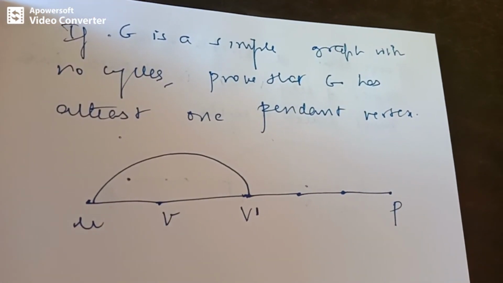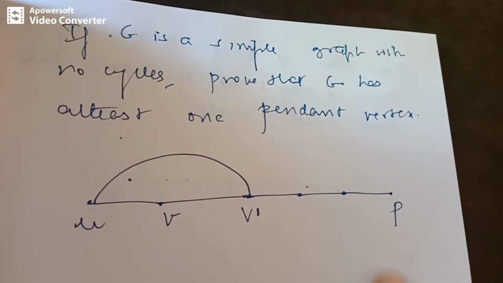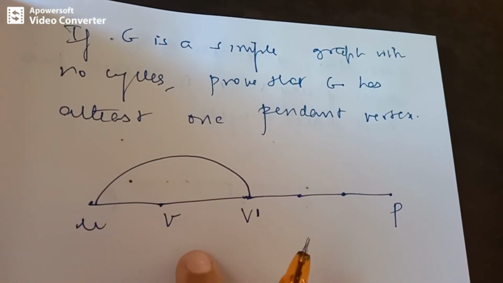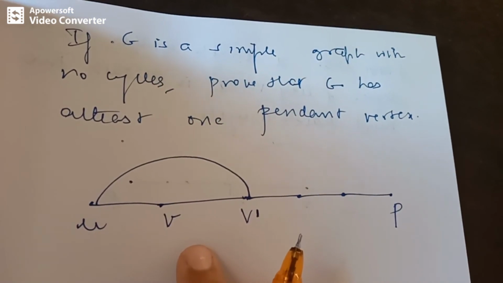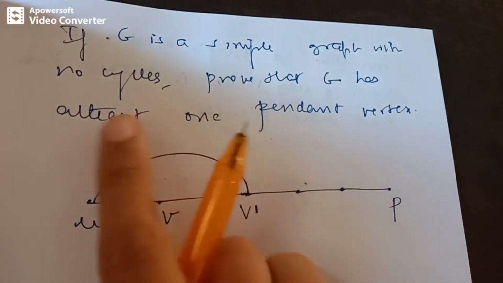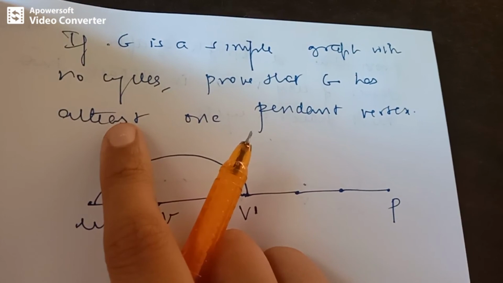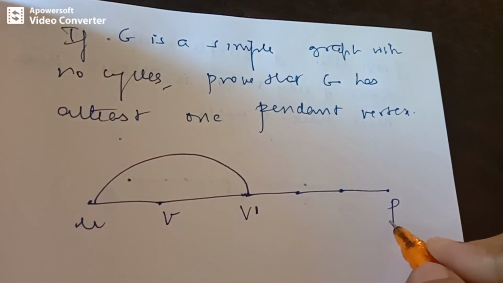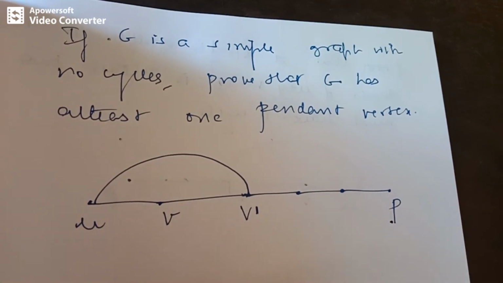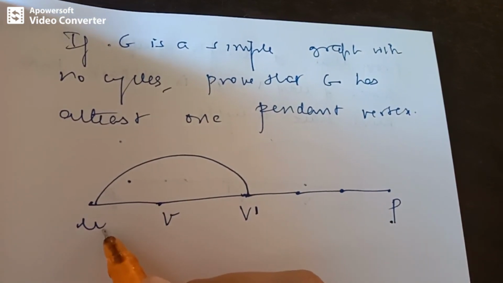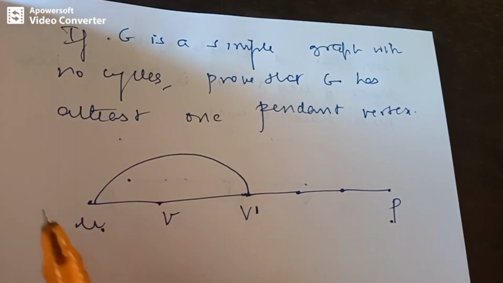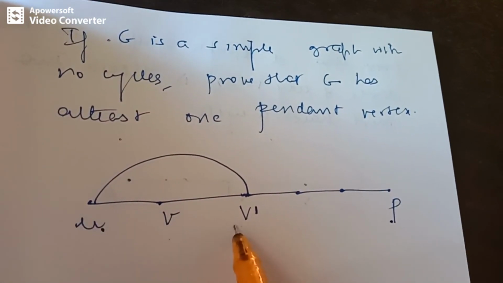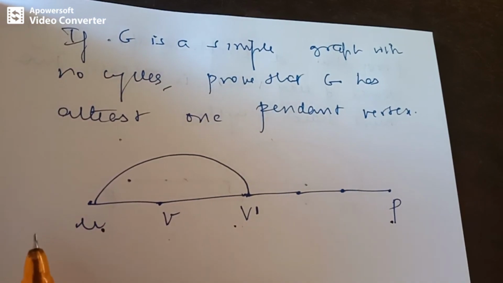If G is a simple graph with no cycles, prove that G has at least one pendant vertex. So I am assuming this example. Okay, we are taking just the opposite with cycles. So consider a path. Let's say this is a path P in graph G which has maximum vertices. Let's say U is the end vertex of P and it has some neighbors. So let us assume there are two neighbors in this path.